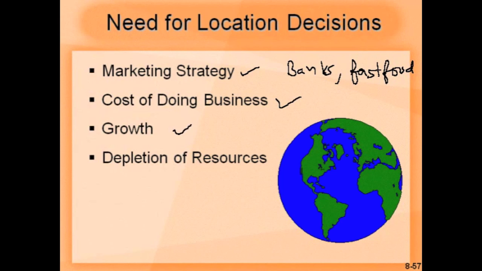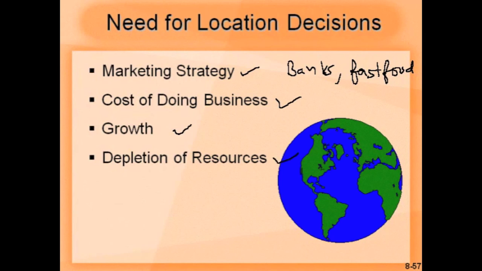Third one is growth. So if a company wants to grow, they want access to maybe more customers. So obviously they need to decide on location. One example could be, let's say, a big company doing business in, say, the United States, and they want to expand into, say, Europe or Asia to attract more customers. So obviously they will be looking for a proper and suitable location within those areas.